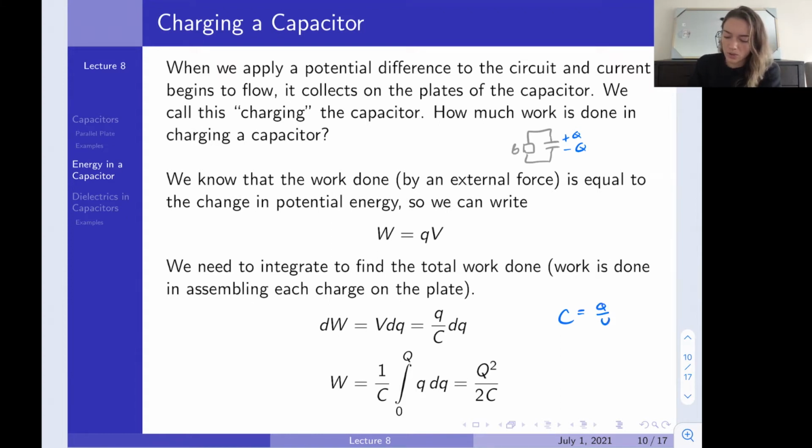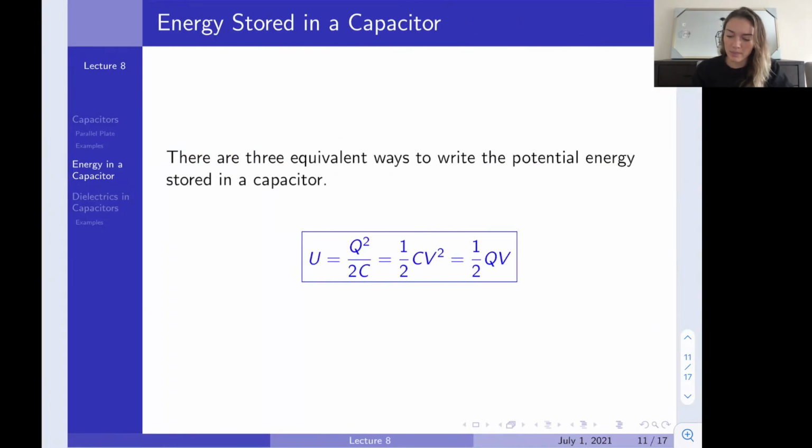So we rewrote V as Q over C, and then we're integrating with respect to dQ. So just integrate Q dQ from 0 to capital Q, and you get Q squared over 2C, right? Because this integral will come out to 1/2 Q squared. Okay, so this isn't that important. This is just where the equation comes from. We're not really going to be doing any integrals like this for capacitors, but this is just where the equation for the energy stored comes from. All right, so that's how we charge a capacitor.